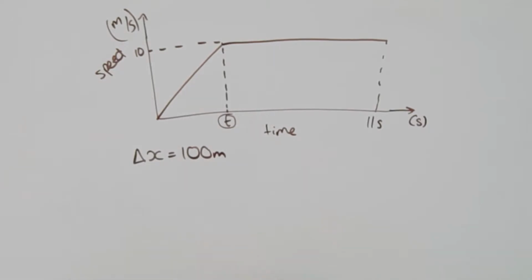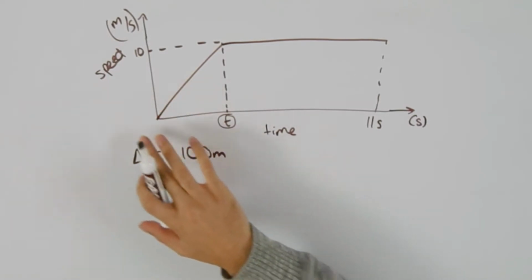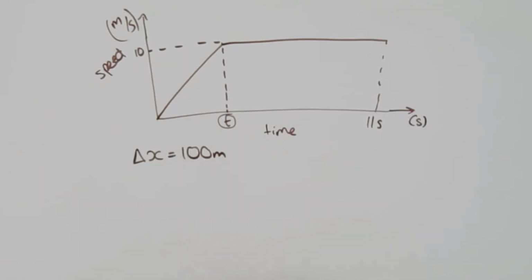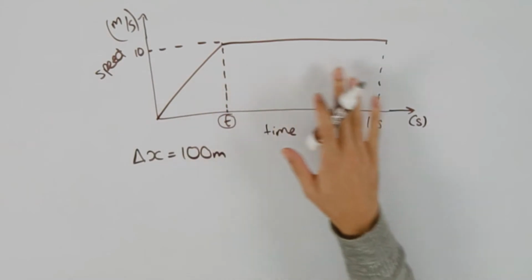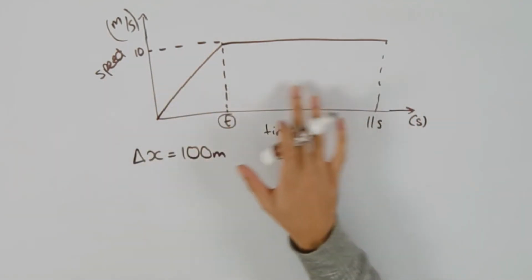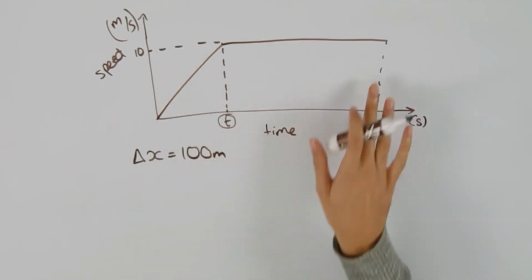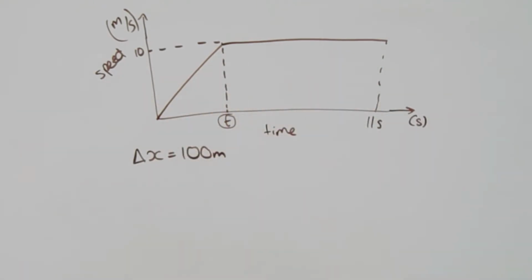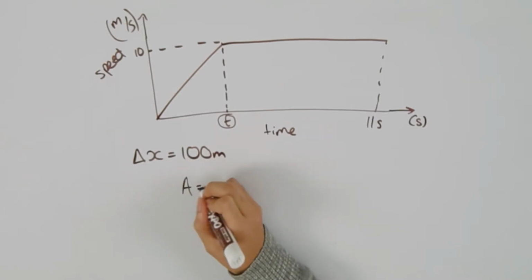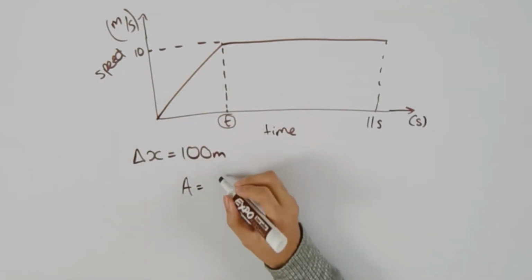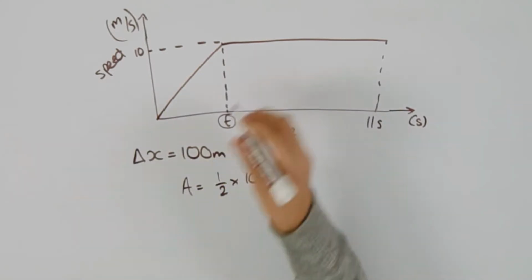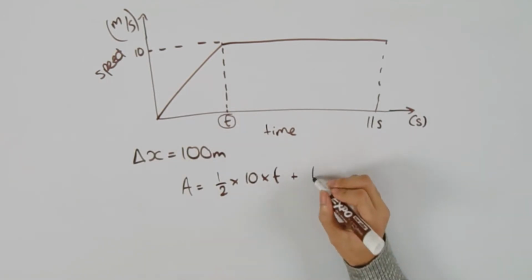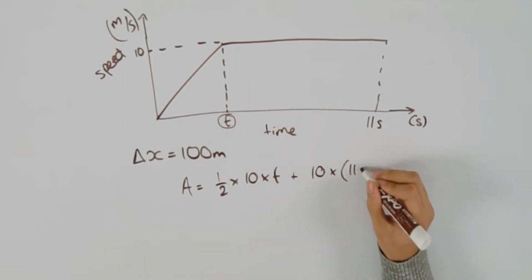Alright, so if you look at it, the only two pieces of information we have are the distance and the shape of the graph. Can you remember what the relationship between velocity and distance is? Yes, the distance corresponds to the area under the velocity graph. So we need to work out this area, and we know that the total area under this graph is going to equal 100 meters. The total area is the area of this triangle, which is half times 10 times t, plus the area of this rectangle, which is 10 times (11 minus t).